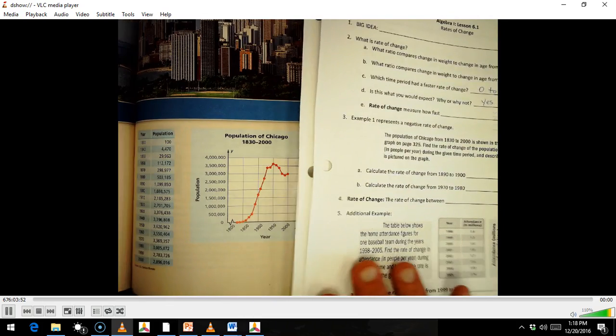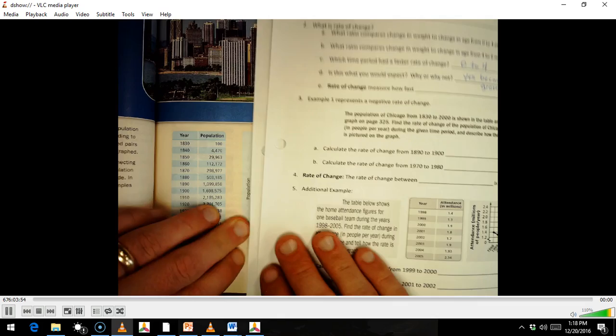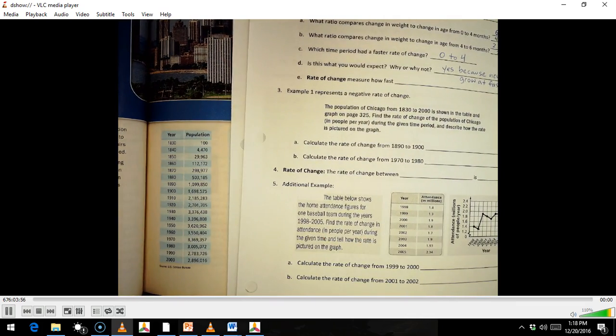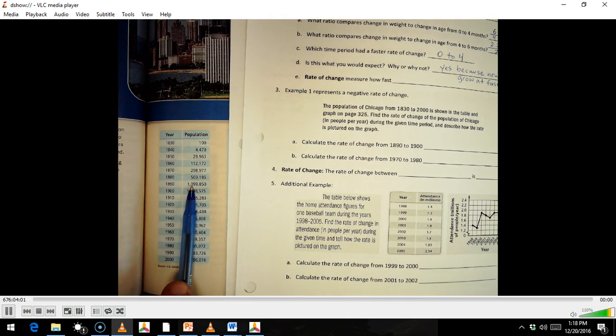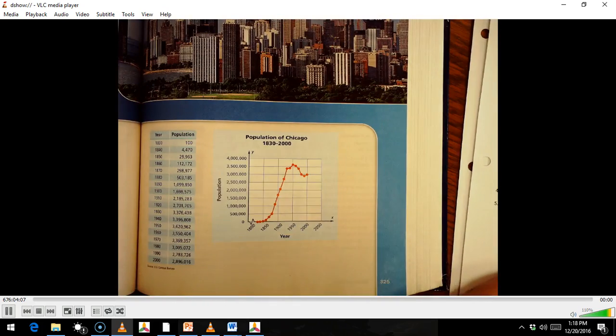Here's our table. You have your book there. We have to find the numbers for 1890. The number right there is 1,099,850. So I'm going to write that down. I'm going to do it on the side here. You can do the same thing.